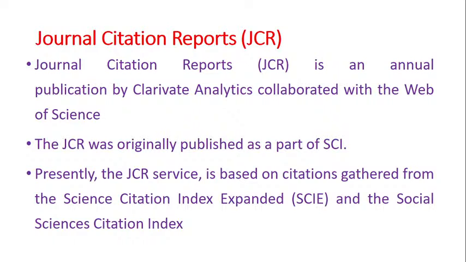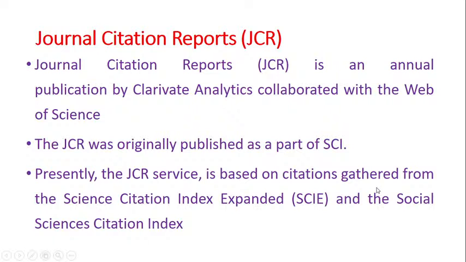Next I come to the Journal Citation Report. The Journal Citation Report is an annual publication by Clarivate Analytics, in collaboration with Web of Science. Clarivate Analytics does the SCIE indexing. I already said that from 2017 onwards they are collaborating with Web of Science and doing the Journal Citation Report, JCR. So JCR means it's like the impact factor. Journal Citation Report means it's called the impact factor. JCR was originally published as part of SCIE. Now it is called SCIE.